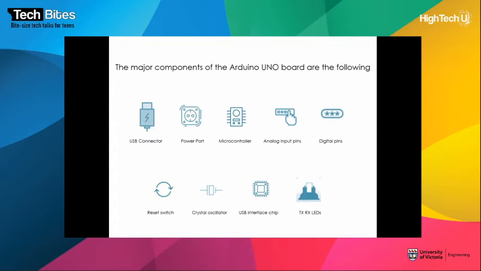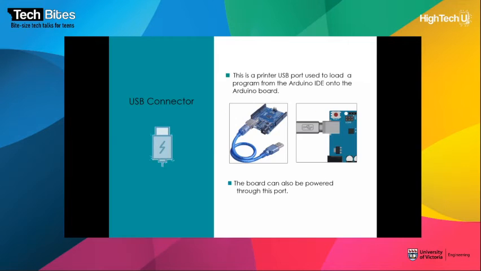These are the major components of the Arduino Uno board: USB connector, power port, microcontroller, analog input pins, digital pins, reset switch, crystal oscillator, USB interface chip, and TX RX LEDs. The first component is the USB connector. This is a printed USB port used to load a program from the Arduino IDE onto the Arduino board. The board can also be powered through this port.